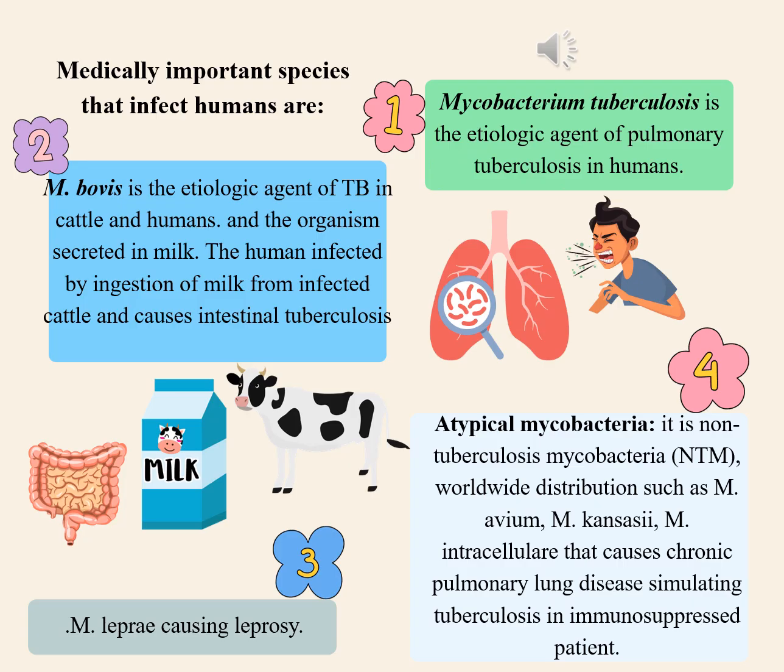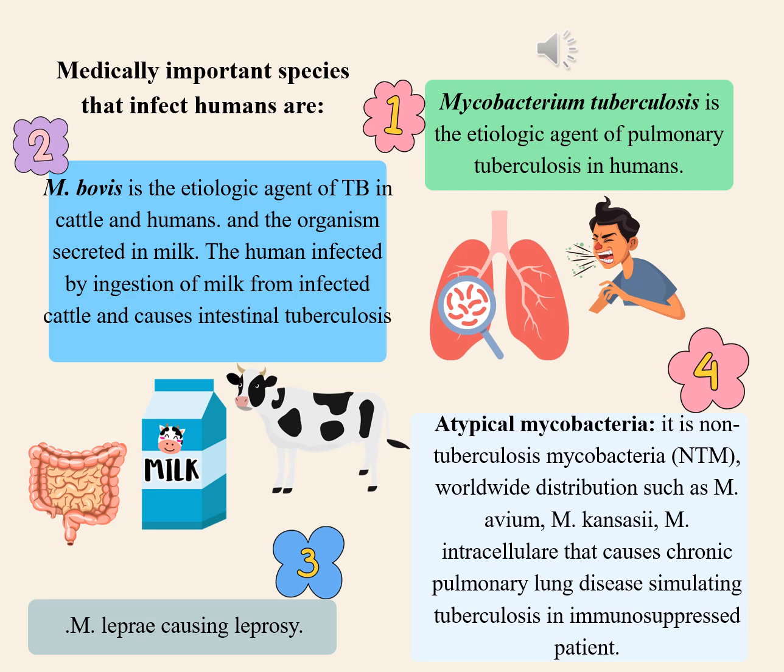Medically important species that infect humans are: Mycobacterium tuberculosis, the etiologic agent of pulmonary tuberculosis in humans. Mycobacterium bovis is the etiologic agent of TB in cattle and humans, and the organism is secreted in milk. Humans are infected by ingestion of milk from infected cattle, which causes intestinal tuberculosis. M. leprae causes leprosy.